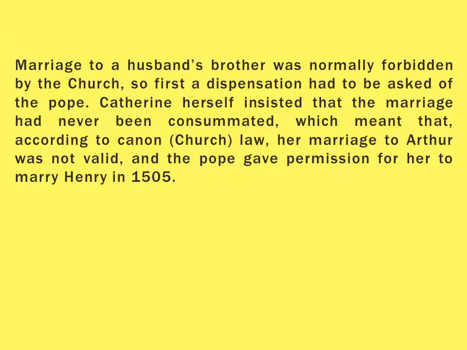Well, marrying your husband's brother was not usually allowed, and so firstly they had to ask the Pope if that was going to be permitted. Catherine said that the marriage had never been consummated. She'd never actually slept with Arthur. So really, according to church law, her marriage had never really happened. She'd never really been married to Arthur if the marriage wasn't consummated. And anyway, the Pope gave permission to allow the marriage with Henry to go ahead.